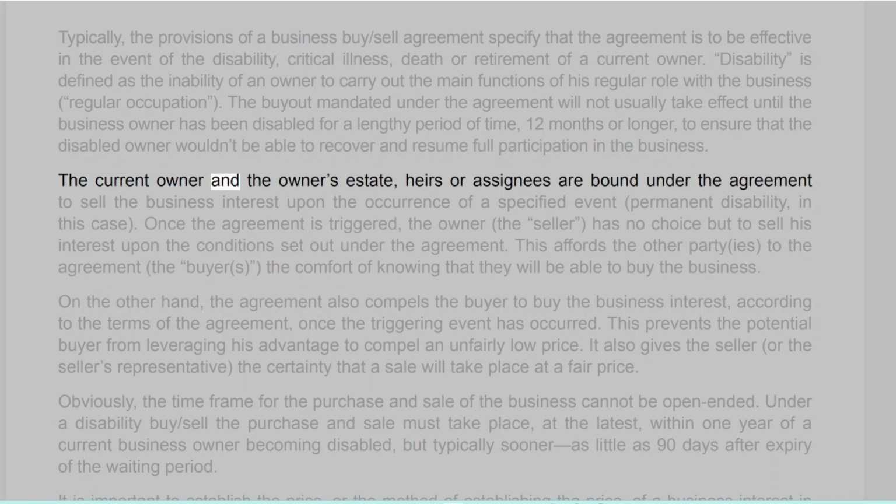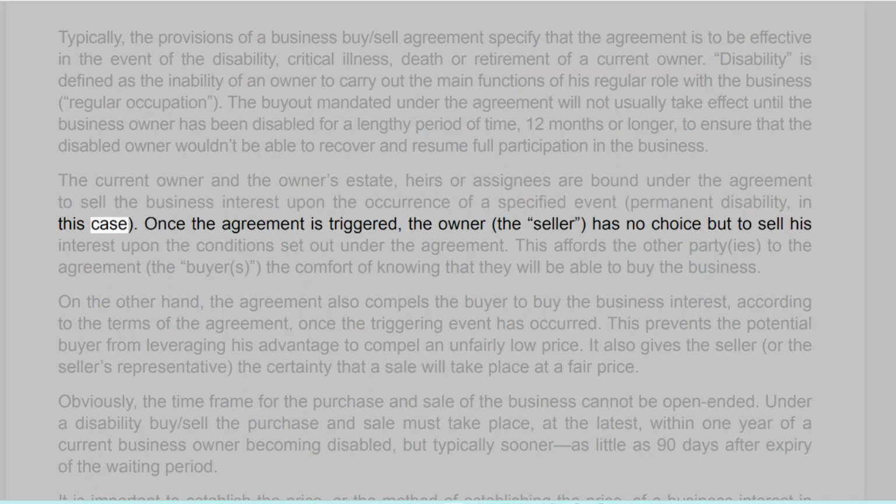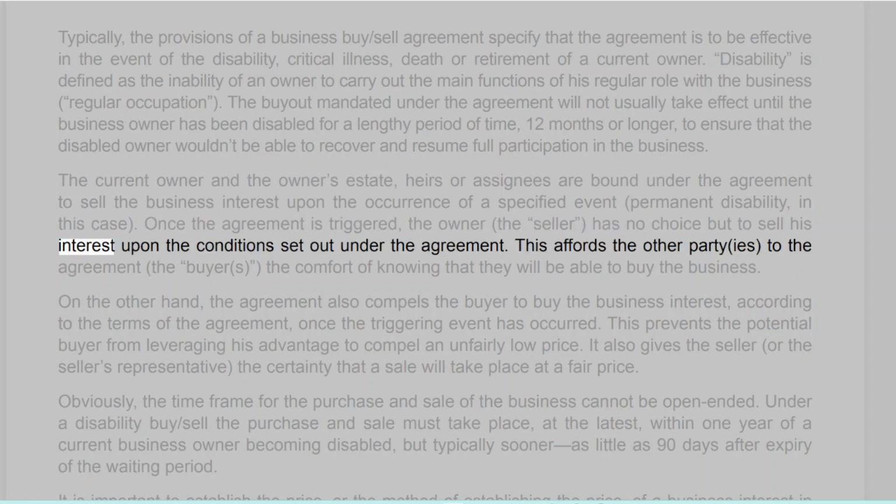The current owner and the owner's estate, heirs or assignees are bound under the agreement to sell the business interest upon the occurrence of a specified event, permanent disability, in this case. Once the agreement is triggered, the owner, the seller, has no choice but to sell his interest upon the conditions set out under the agreement.